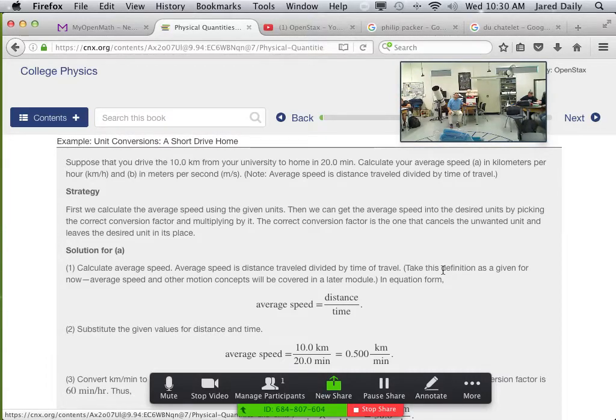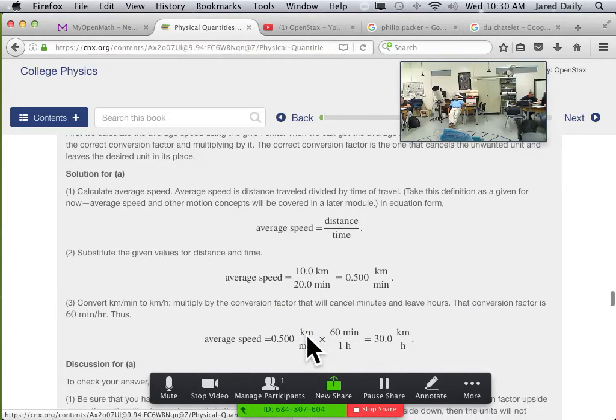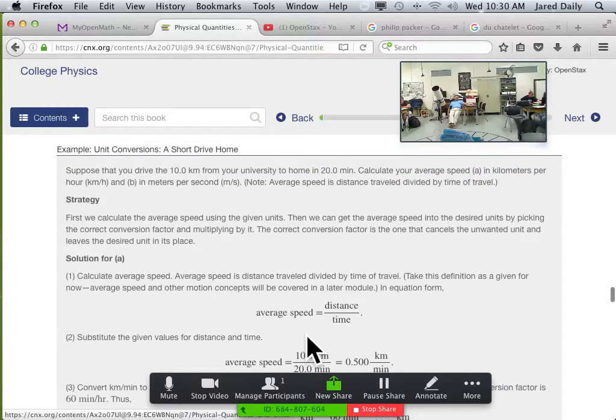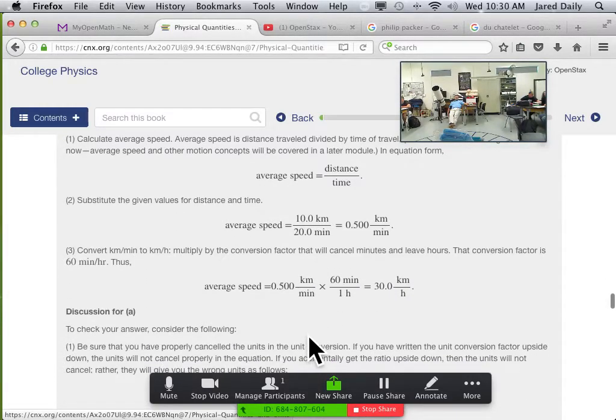Calculate your average speed in kilometers per hour and meters per second. And note that the average speed is the distance traveled divided by the time of travel. So we're giving you some quick physics lessons. Average speed is distance divided by time. So what we want to do first is take the information they've given us, which is kilometers and minutes, and do the math, right? So we take the 10 kilometers, which is our distance, divided by the time, 20 minutes.